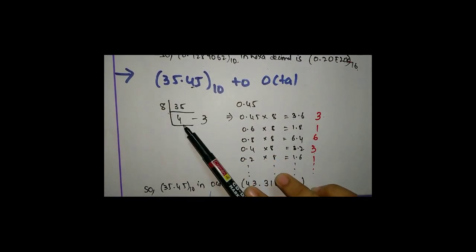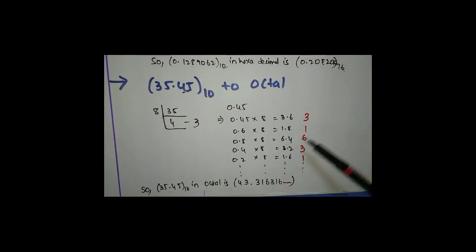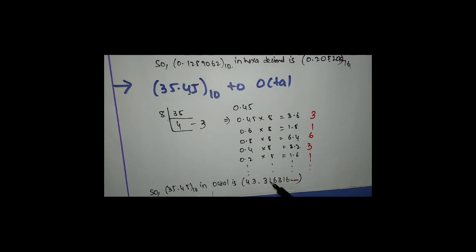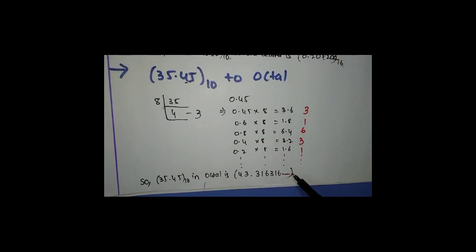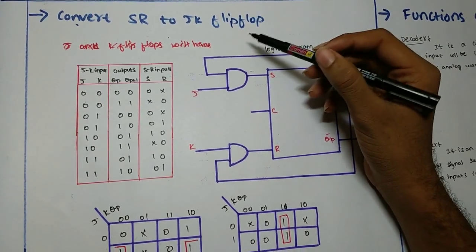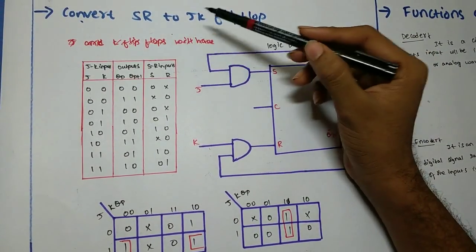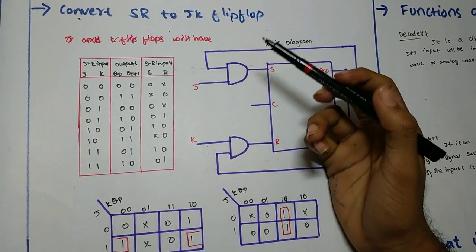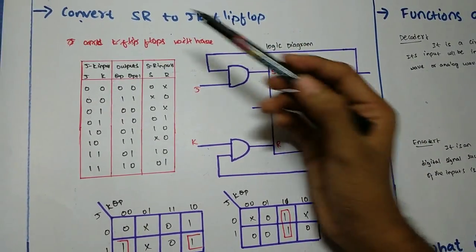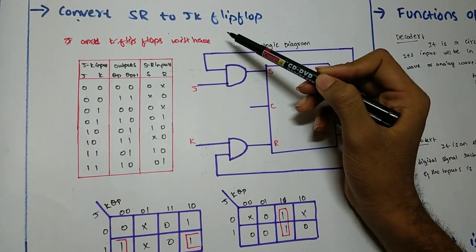So the answer is 4, 3, and we go from top to bottom here, 3 1 6 3 1 6, and so on. In digital logic, we have 3 types of flip-flops: one is SR, one is JK, and next is the T flip-flop. First, now I am going to tell you how to convert an SR flip-flop into a JK flip-flop.